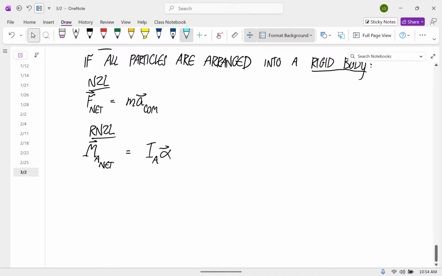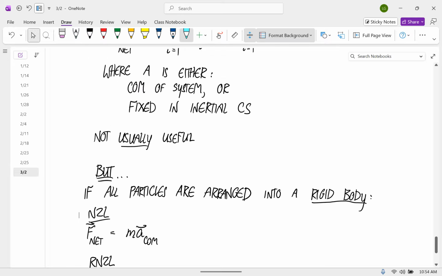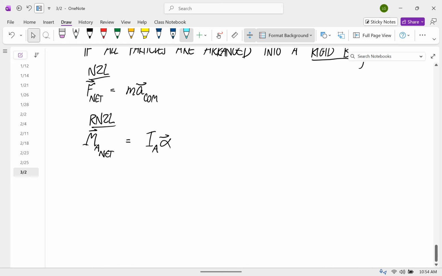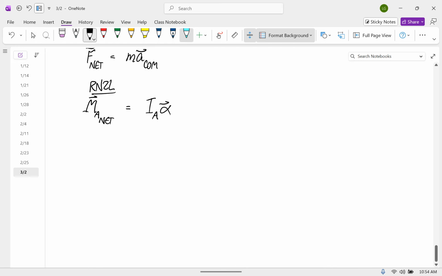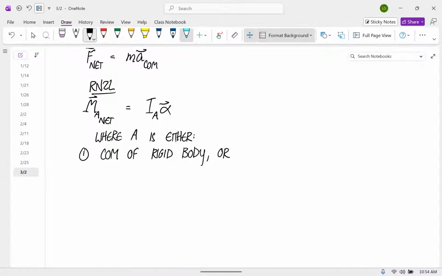Okay, so just like there were restrictions on what the about point could be for this crazy looking equation, we have the same restrictions here. So this is true where A is either the center of mass of the rigid body, or a point on the rigid body that's fixed in the inertial coordinate system.